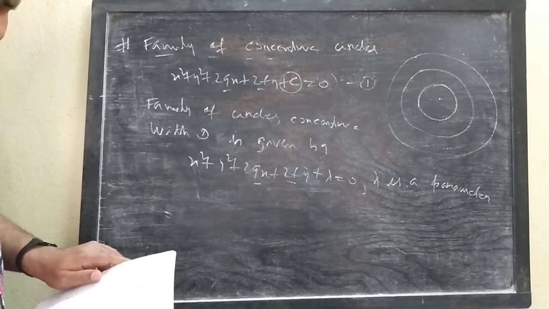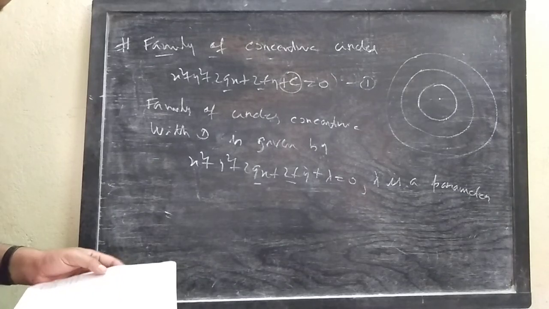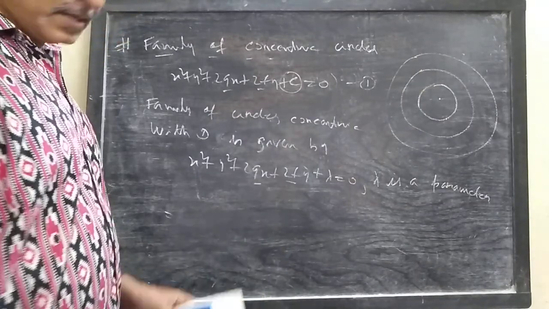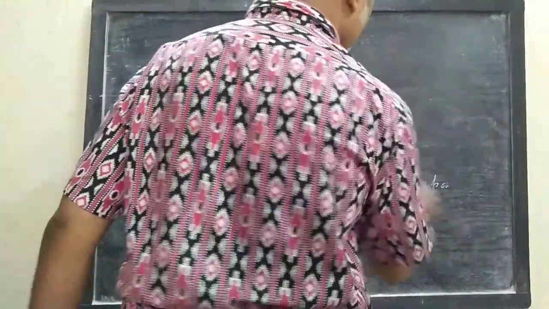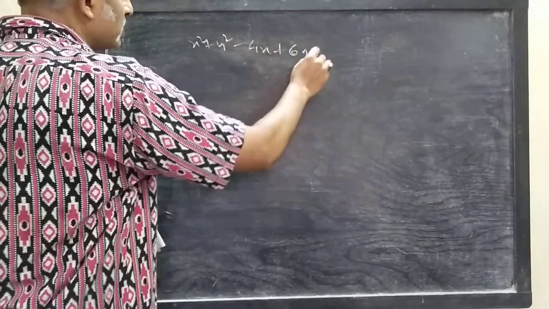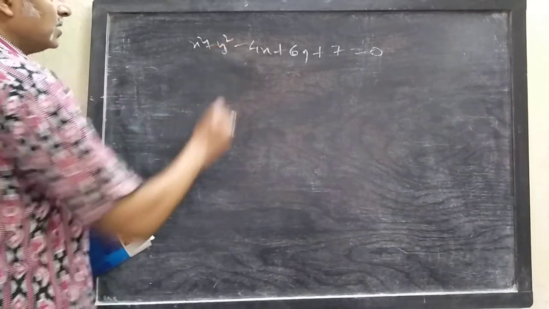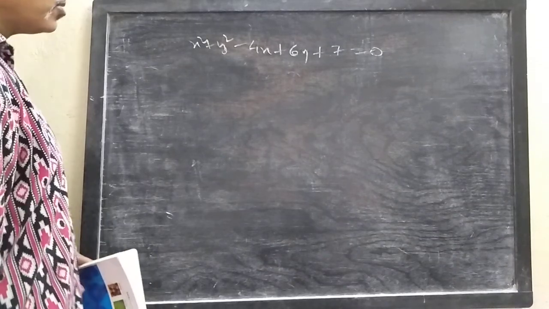Let us solve a problem of this type. Suppose we have the circle x square plus y square minus 4x plus 6y plus 7 equals 0, and you are asked to find the equation of a circle concentric with this circle and passing through the origin. So how do we solve it?